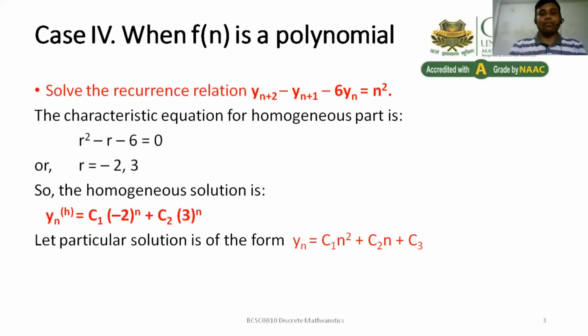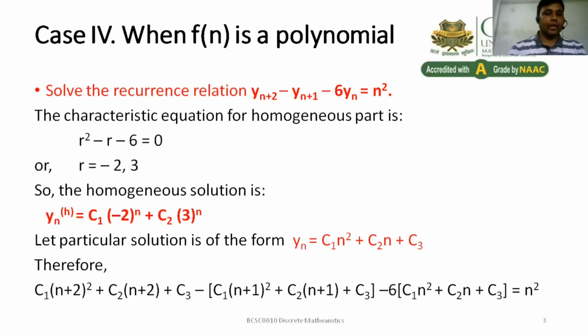Okay, and by that way we have to place these values of y(n+2), y(n+1) and y(n) in the given recurrence relation, and therefore we have got this one: c1(n+2)^2 + c2(n+2) + c3. This is the value of y(n+2). In the same way, minus [c1(n+1)^2 + c2(n+1) + c3]. This is the value of y(n+1), minus 6[c1 n^2 + c2 n + c3], and that is equal to n^2.